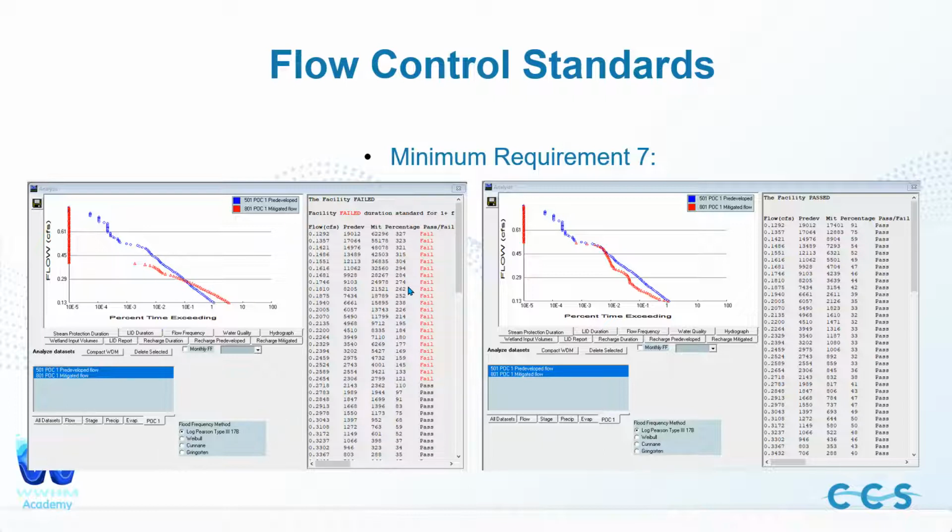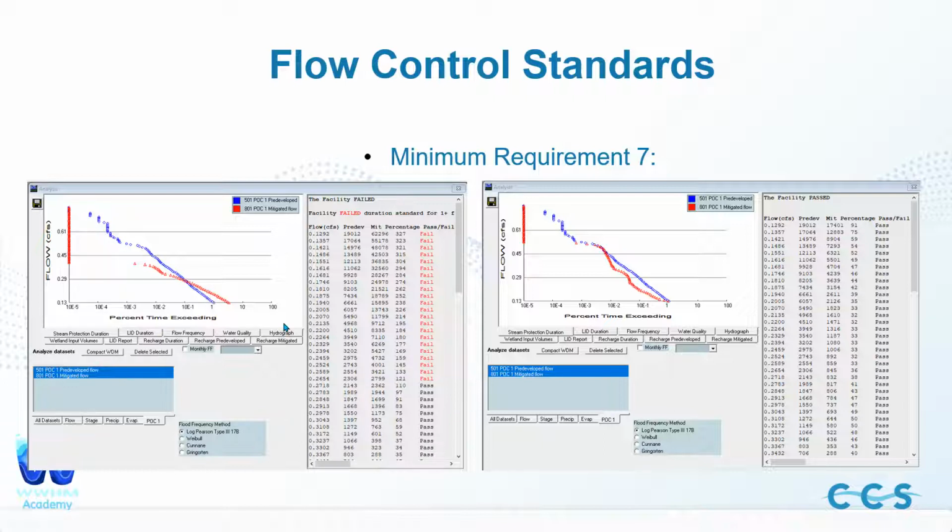So the program, WWHM 2012, is designed to show where your facility is failing or where your developed scenario is failing and what kind of stormwater mitigation methods you can maybe use to help that facility pass minimum requirement number 7. So if you look at the graph on the y-axis, we have the flow in cubic feet per second and the percent time exceeding.